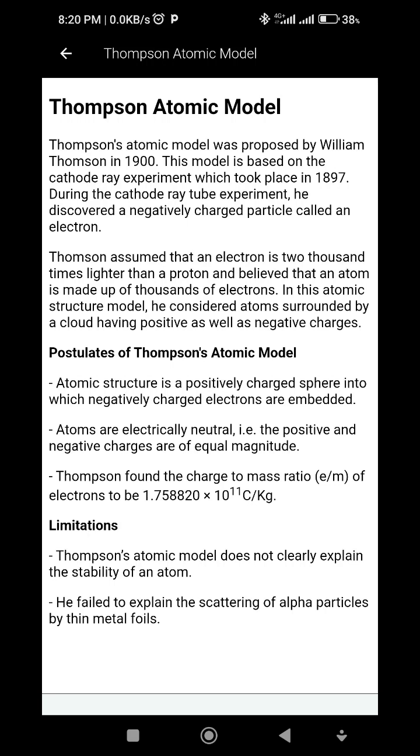Now, let's move to Thomson's atomic model, the postulates of the atomic model, and you can see the postulates there. The postulates talk about what constitutes the atom. I have nothing much to say here, but the little I can say is that the atom's structure is a positively charged sphere into which negatively charged electrons are embedded.